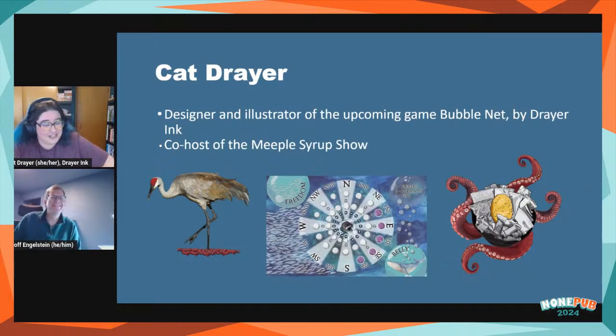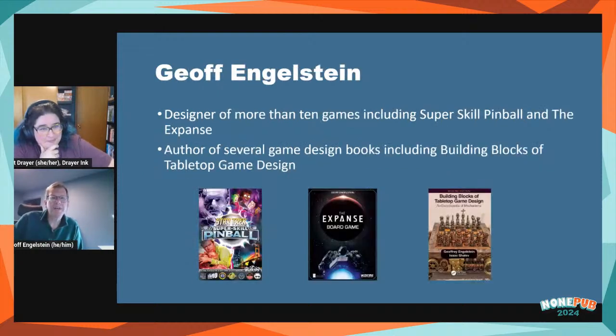Alrighty. Well, as I mentioned, I'm Kat Dreyer. I'm a game designer and illustrator, and our first game through Dreyer Inc. is BubbleNet, which we're hoping to release this year. And I am also co-host of the Meeple Syrup Show with Senfung Lim. Jeff. Yeah. So I've designed a bunch of games. My two most recent ones are Super Skill Pinball. Well, Expanse is not most recent, but popular. And also a whole series of books, including Building Blocks of Tabletop Game Design, which is an encyclopedia of mechanisms. So that's a little bit about us.